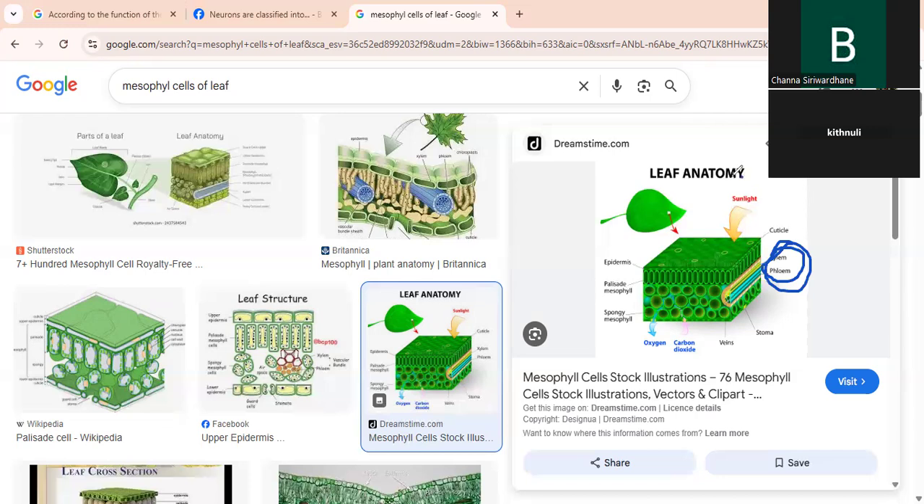Right. The sunlight is received here. This is the cuticle. It is on the upper side of the leaf. Then oxygen and carbon dioxide are exchanged through the stomata in the lower epidermis, right? You will see the stomata are in the lower epidermis, right?